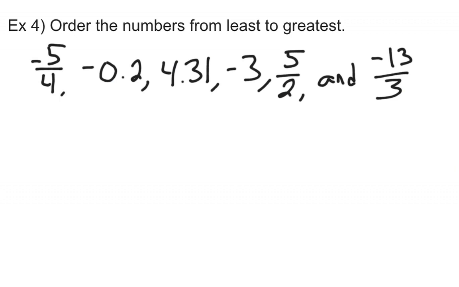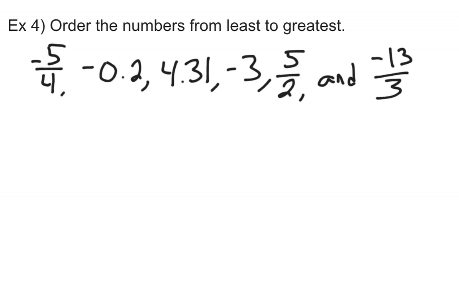Okay, example 4. Order the numbers from least to greatest. Now, when we're ordering these things, the best way I can put it to you is we don't want to compare these things when they're all different. The easiest way to compare things is to make them all decimals.